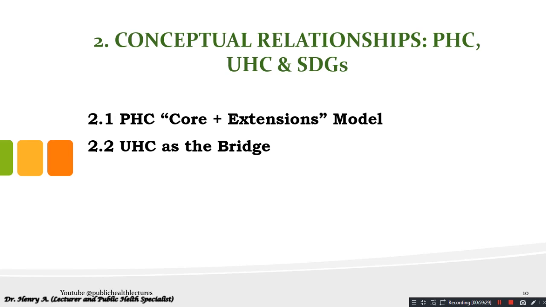That people don't fall into poverty because they have a sick loved one. That's why the SDG target 3.8 says achieve universal health coverage, including financial risk protection, access to essential services, and access to safe, effective, and affordable medicines and vaccines for all.